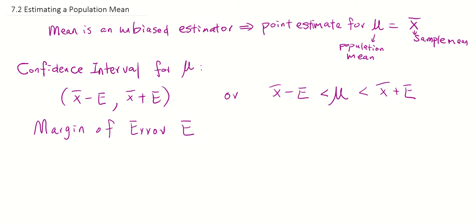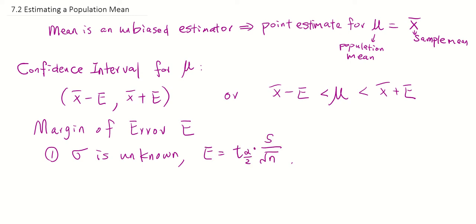How do we calculate this margin of error E? Well, there are two cases. The first case is if the population standard deviation sigma is unknown, then the margin of error E is equal to t alpha over 2 times s divided by square root of n, where s is the sample standard deviation because the population standard deviation sigma is unknown. n is the sample size. We'll talk about what t alpha over 2 is a little bit later.